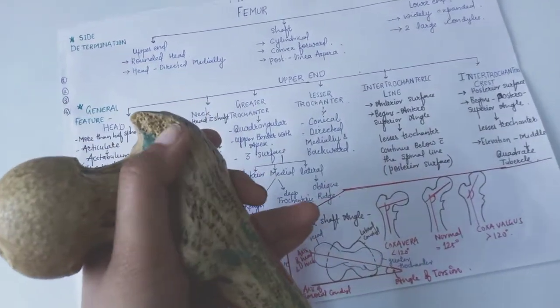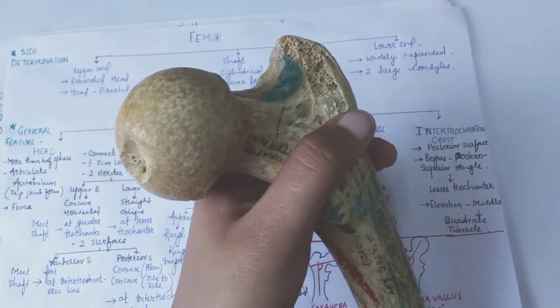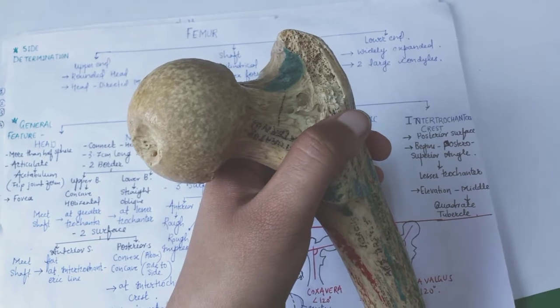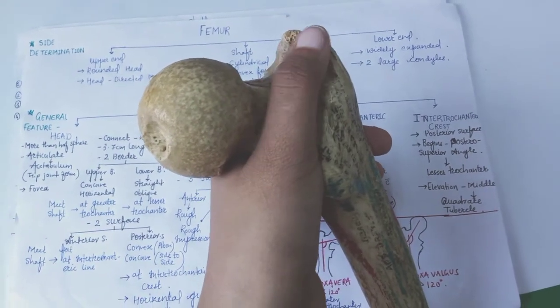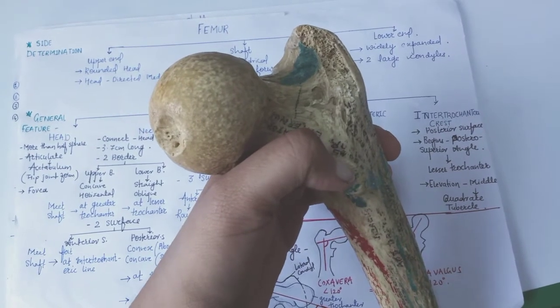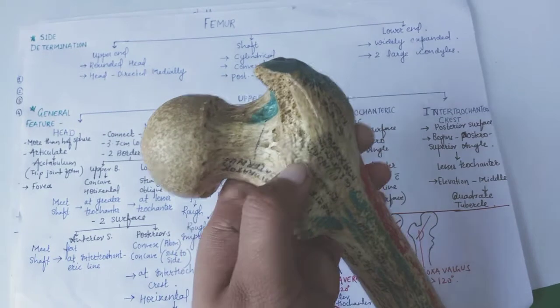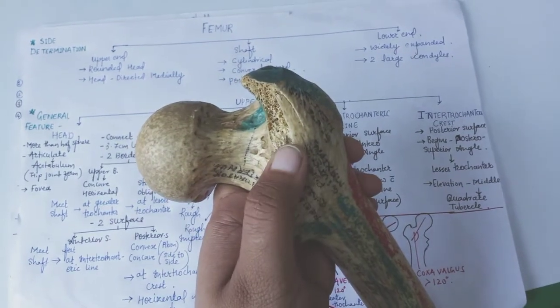Then the intertrochanteric crest. It is present on the posterior surface and it begins at the posterior inferior angle up to the lesser trochanter. It has an elevation in the middle which is known as the quadrate tubercle.